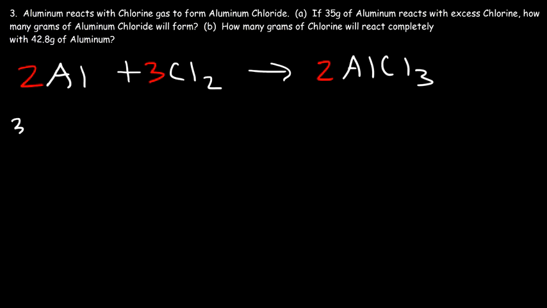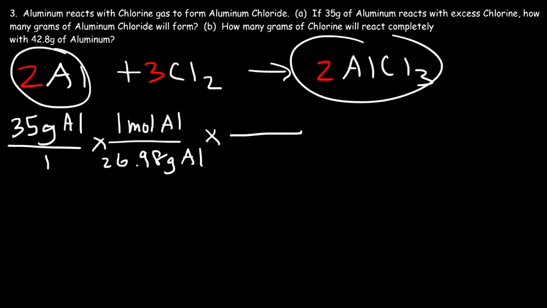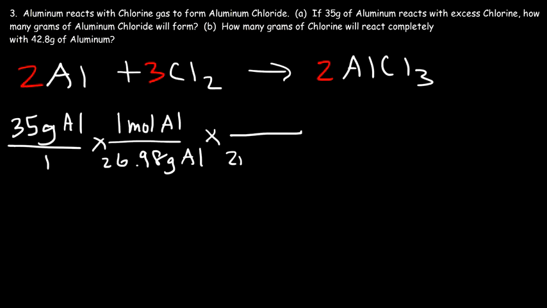So let's start with what we're given. That is 35 grams of aluminum. Based on the periodic table, the atomic mass of aluminum is 26.98. So that means 1 mole of aluminum has a mass of 26.98 grams. Next, we need to change the substance from aluminum to aluminum chloride. So the molar ratio is 2 to 2. So for every 2 moles of Al that reacts, 2 moles of aluminum chloride will be produced.